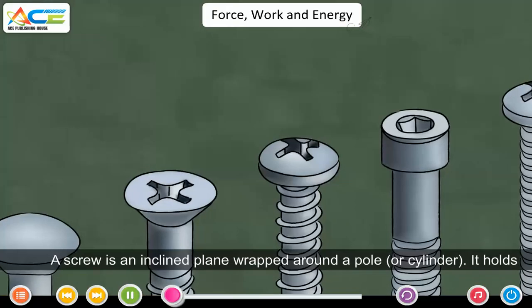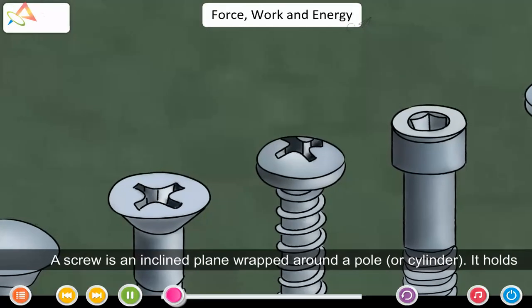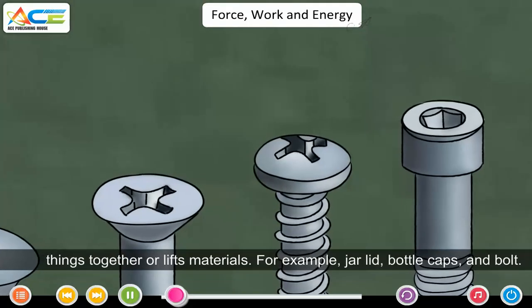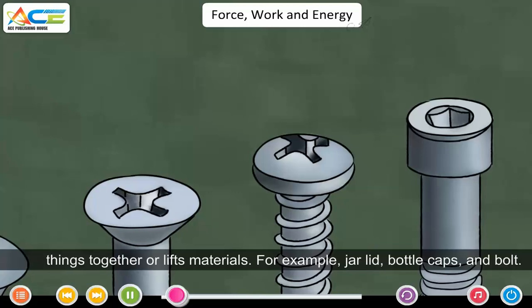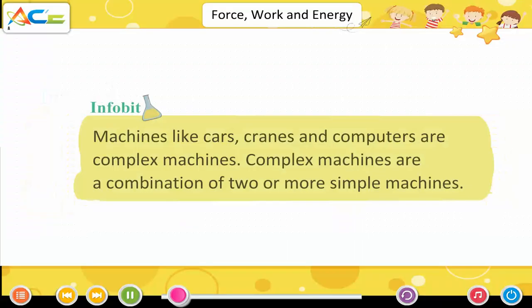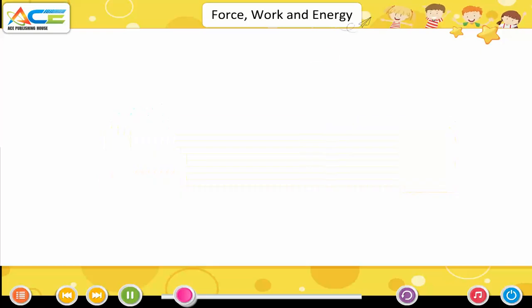Screw. A screw is an inclined plane wrapped around a pole or cylinder. It holds things together or lifts materials. For example, jar lid, bottle caps and bolt. Infobit. Machines like cars, cranes and computers are complex machines. Complex machines are a combination of two or more simple machines.